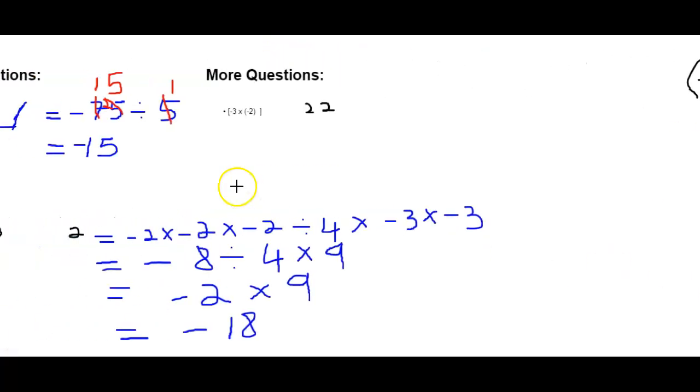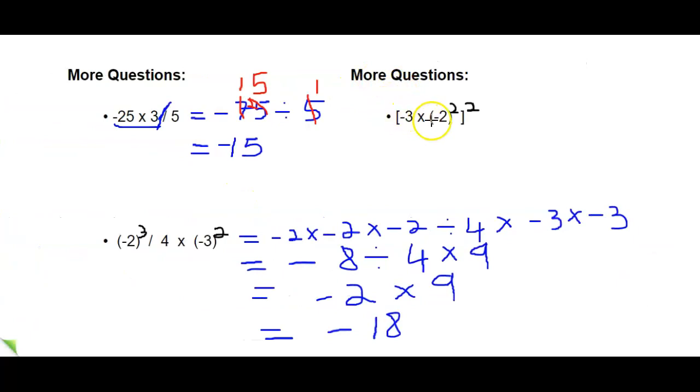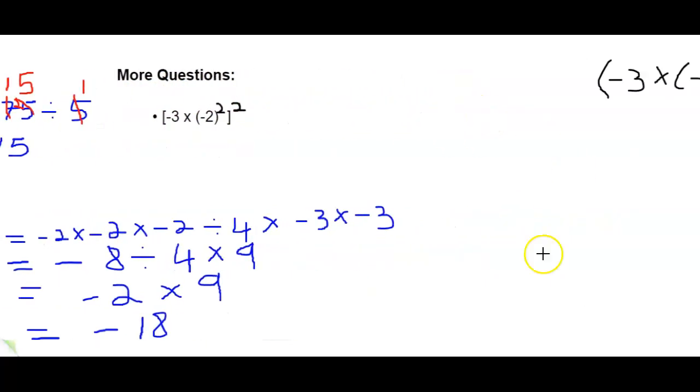So we have negative 3 multiplied by negative 2 squared, all squared. Okay, let's double check to make sure we have the correct question. Right, negative 3 times negative 2 squared all squared. Good, let's work it out.